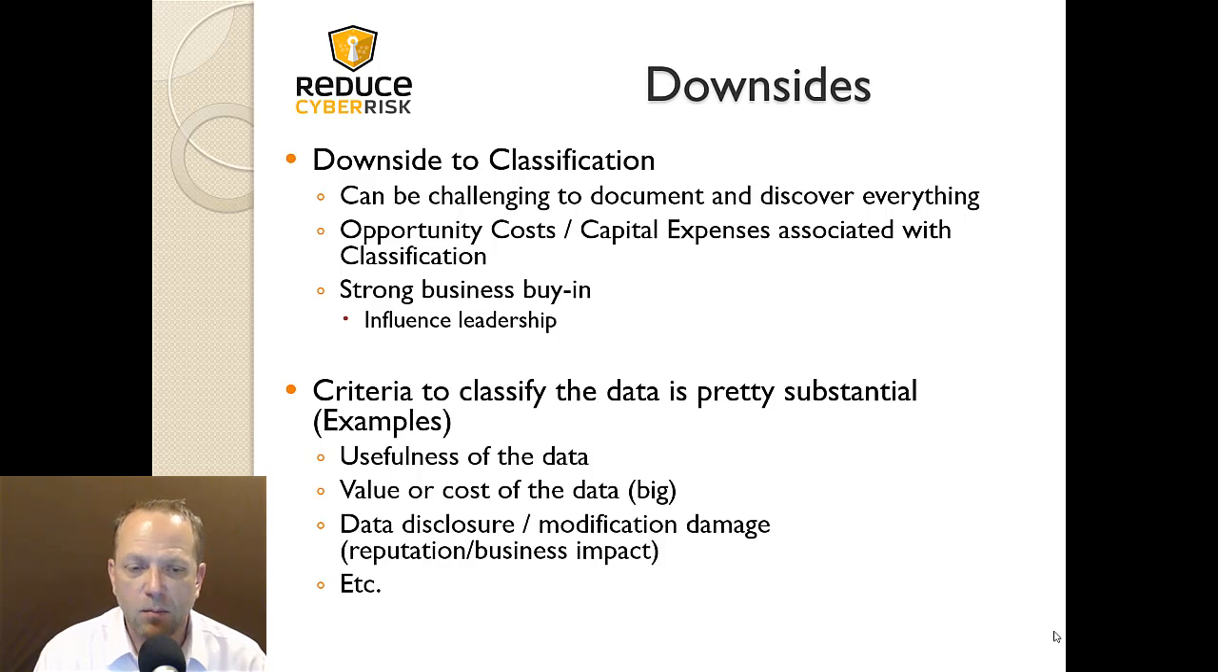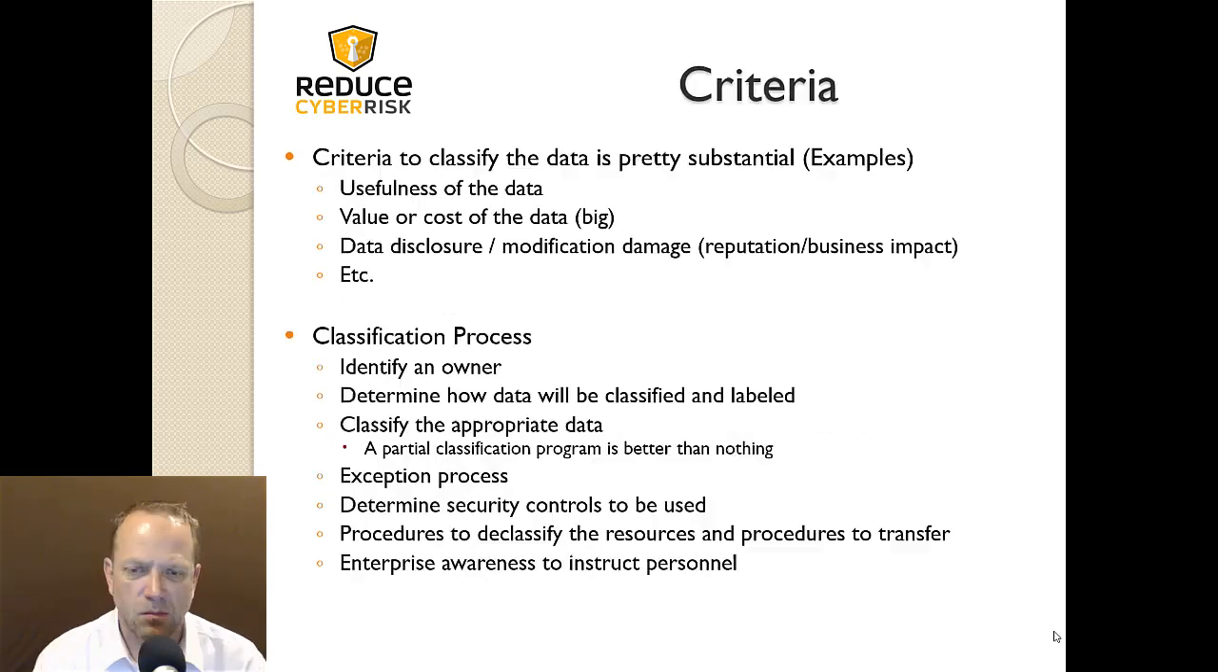And that's not all of them, but again: usefulness of data, value or the cost of the data, and then potentially data disclosure. As we talked about the criteria around data classification, we also need to talk about the process. What is your classification process? This comes down to identifying an owner. How do you do that? You have to identify someone who's going to own the data and be responsible for it specifically.